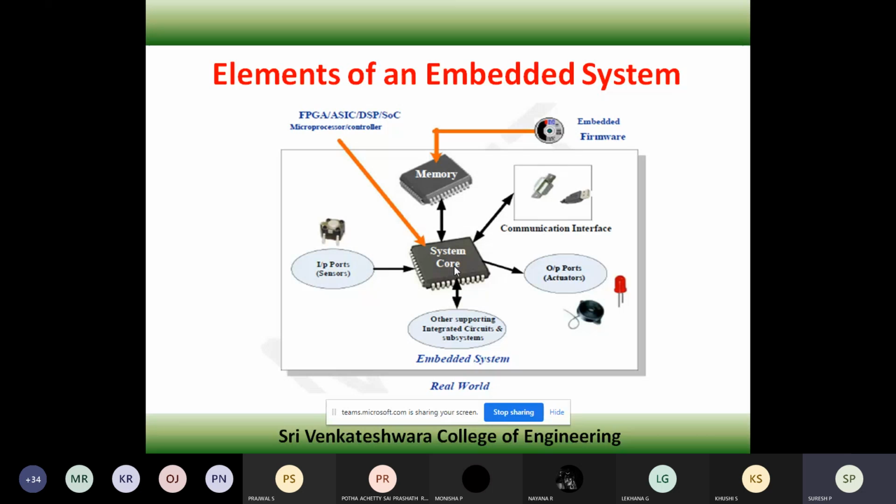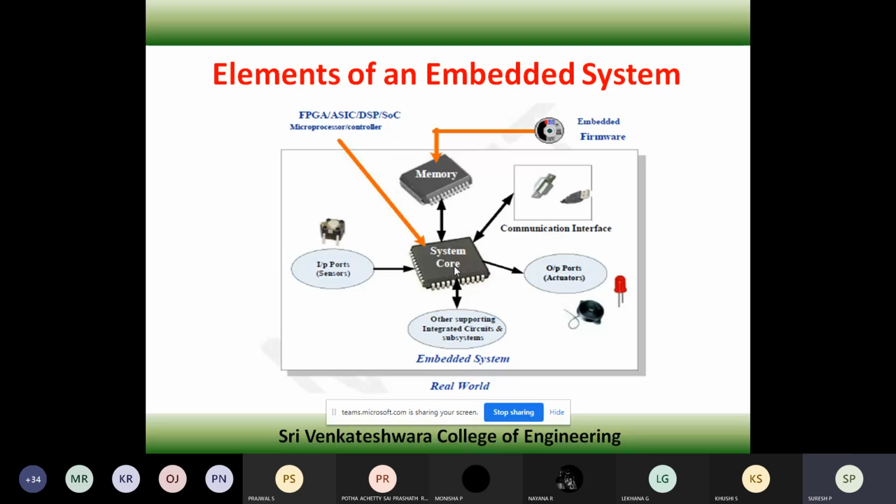There are several cores existing in today's market. One is the FPGA. FPGA stands for Field Programmable Gate Array. We'll discuss these things in detail in the future, as it is part of your syllabus. We'll discuss them when they come.